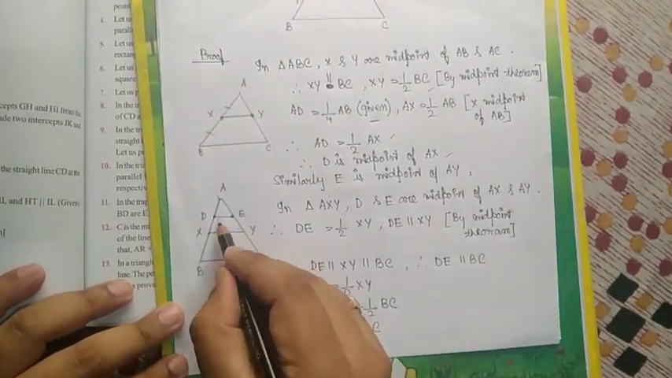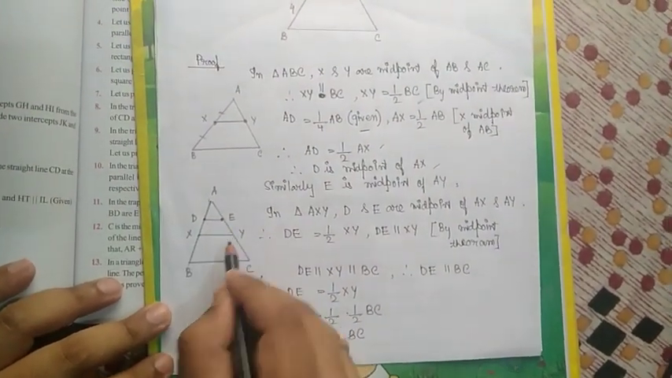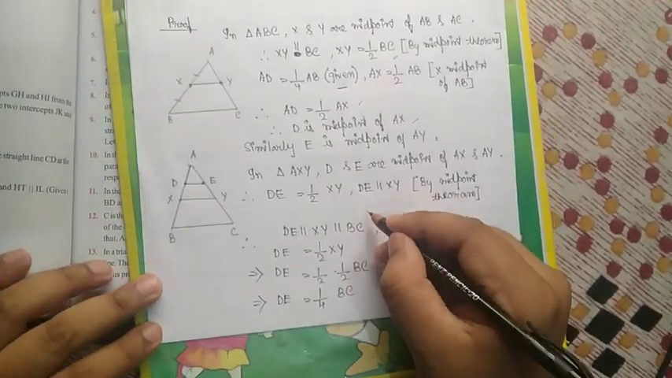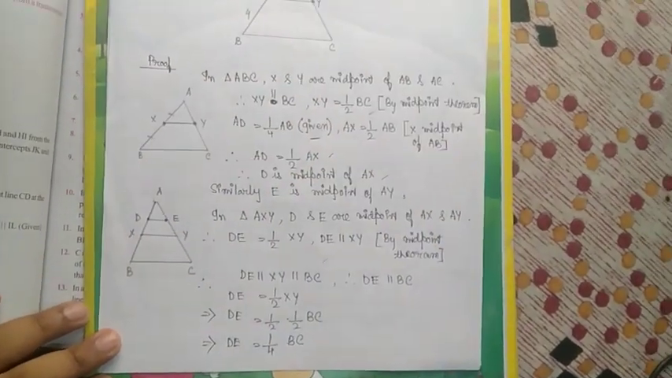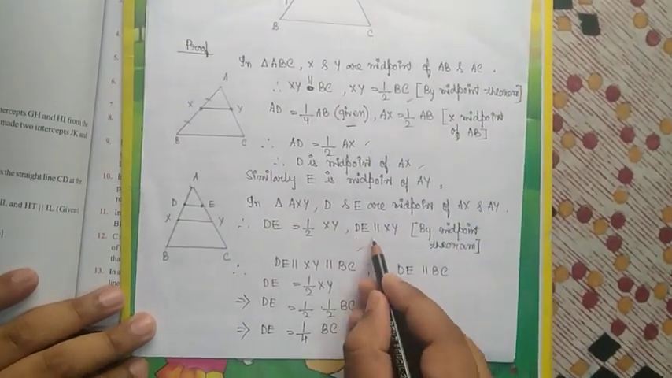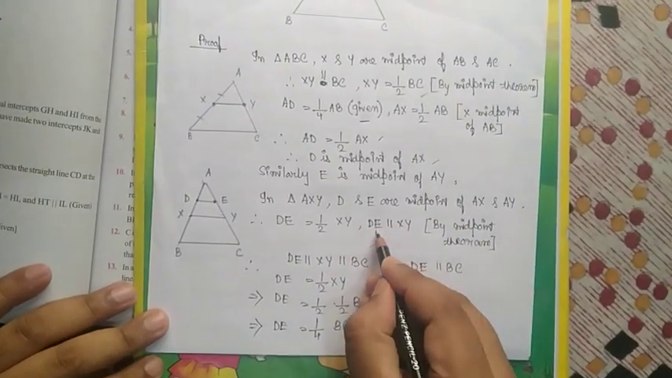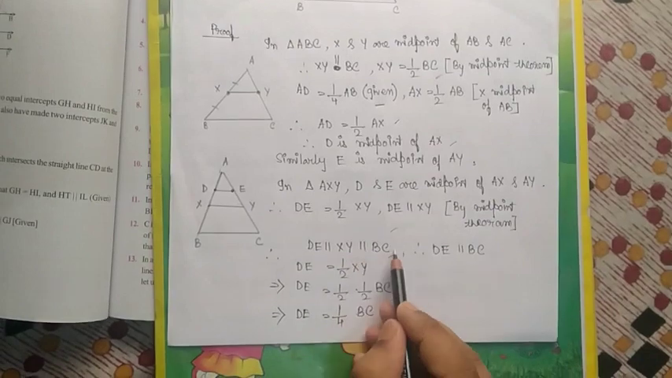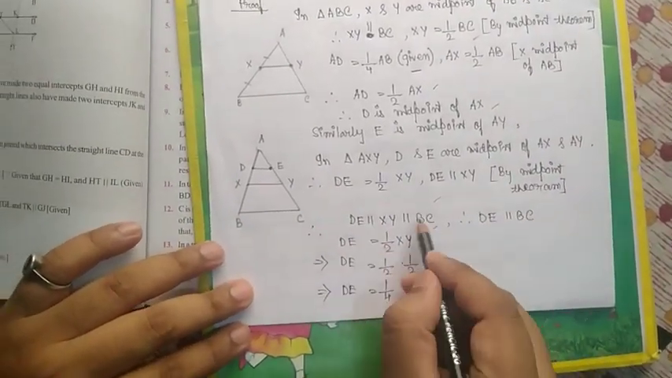So therefore, by midpoint theorem, we can say DE parallel to XY and DE half XY. We can write that. And after that, from the first one, we write XY parallel BC and here DE parallel XY. So from these two, we can write DE parallel XY parallel BC. If these three straight lines are parallel together, so therefore we can write these two are parallel together.